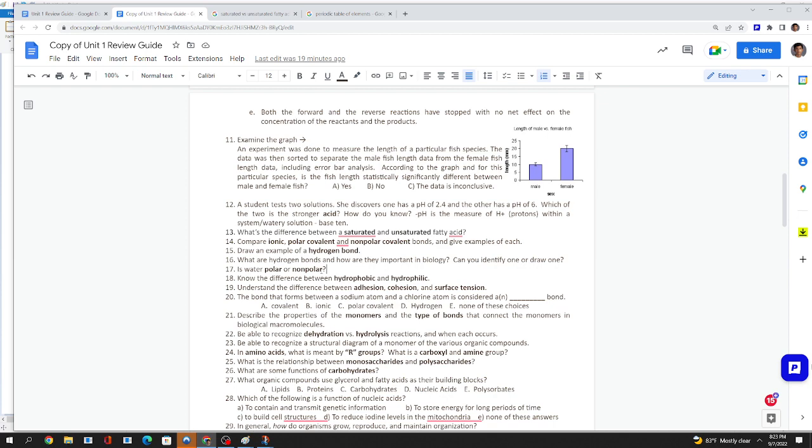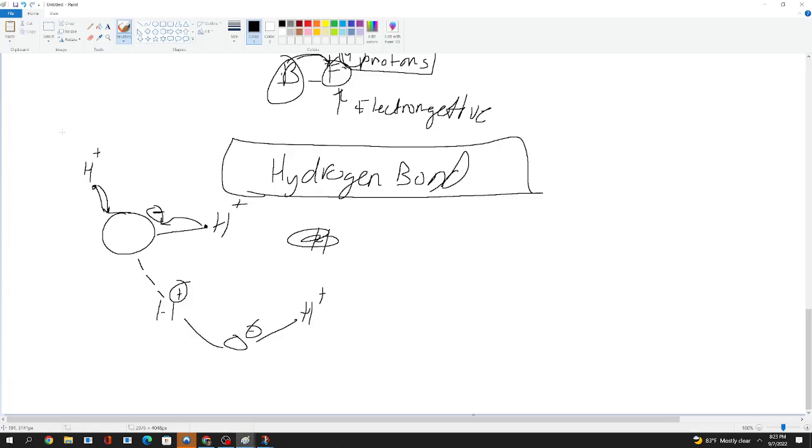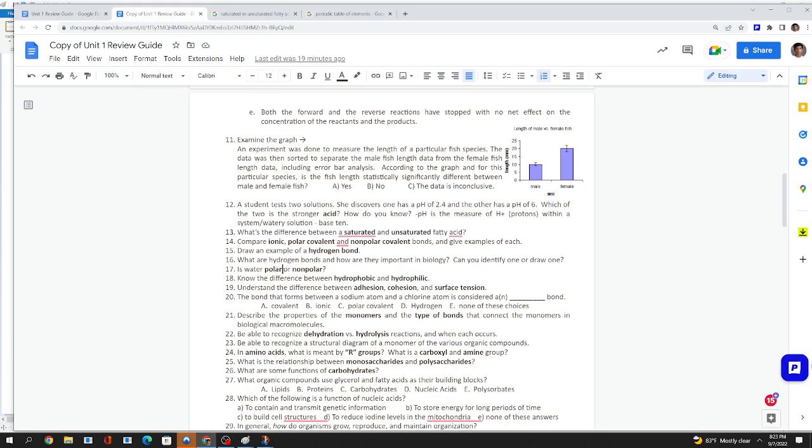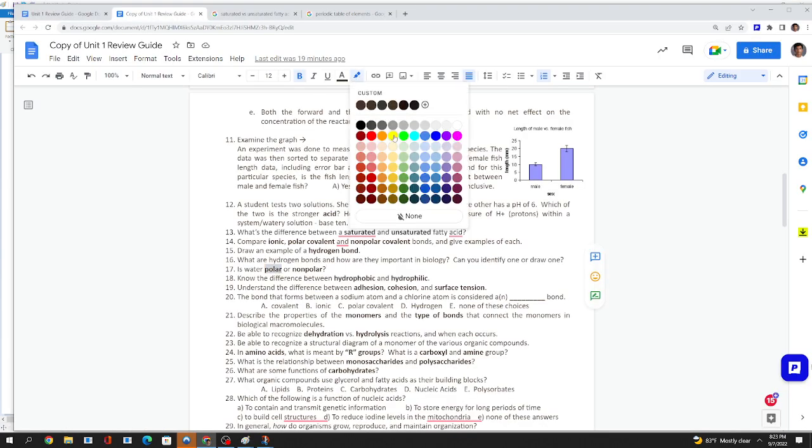Can you identify or draw one? I just did. Is water polar or non-polar? Kind of explained it. Water is definitely polar. Look at it. These are covalent bonds, but there is going to be more of a positive and a negative charge. So water is polar. I'm going to highlight that right there.